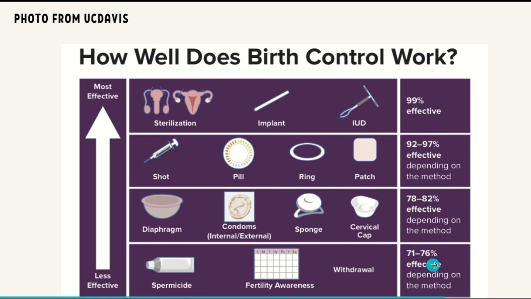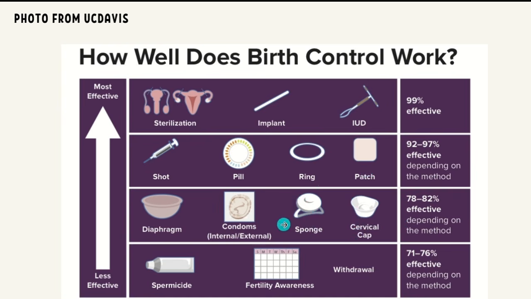The next step is, and these are the least effective: spermicide, and fertility awareness, meaning that you would track the cycle to be aware of when you're ovulating, because if somebody is ovulating, that's the time when they're most likely to get pregnant, right? For some reason. We don't know the science behind that, but whatever. Okay. So less effective, this is 71 to 76% effective.